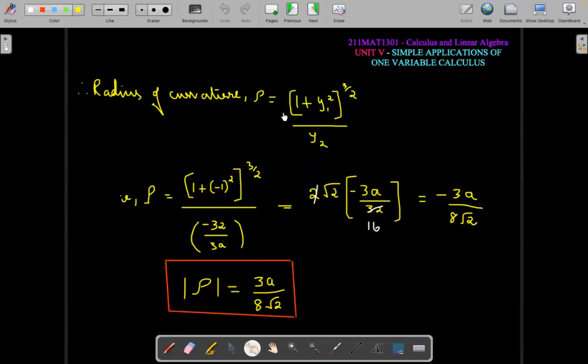Now we substitute in the formula, rho equal to (1 plus y1 square) the whole power 3 by 2, by y2. So (1 plus minus 1 the whole square), whole power 3 by 2, by y2 value, which is minus 32 by 3a, that is 2 root 2. Reciprocating this, minus 3a by 32. Cancelling all the common factors, we get minus 3a by 8 root 2. But radius of curvature is a scalar, so we don't consider the negative value. It is a dimension, no? So modulus of rho is 3a by 8 root 2.